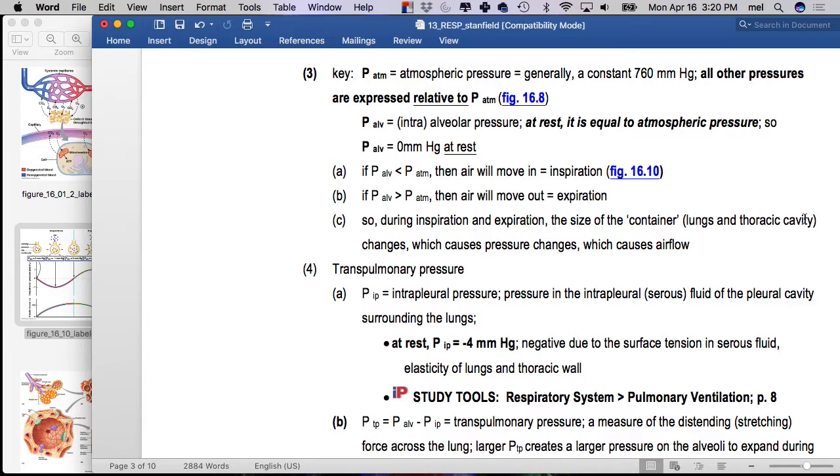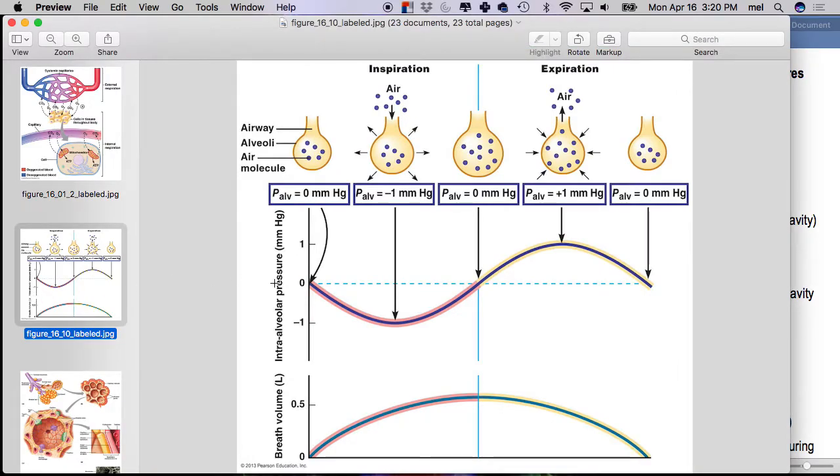The only thing that's difficult about this is that you might need to learn a little terminology. P sub ATM is atmospheric pressure. P sub ALV is alveolar pressure. And there are going to be two more that I will teach you. Atmospheric pressure, as I mentioned, is generally a constant 760 millimeters of mercury. Because they didn't want everyone to constantly have to be saying 759 and 761, by convention, you set atmospheric pressure as the 0 point, right? And then you just compare everything to it.